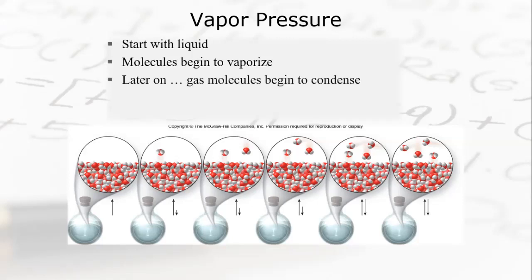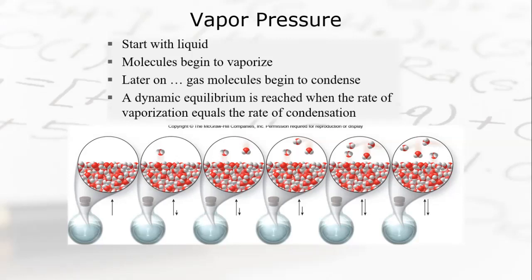So they vaporize. Later on, gas molecules will collide with the surface and get trapped there if they don't collide with enough kinetic energy. Until at the end, you have what we call a dynamic equilibrium, right? This is when the rate of vaporization equals the rate of condensation. Don't forget, it doesn't mean that you have the same amounts of molecules in each state. It just means that the rate at which they're interconverting is the same. And so you have a steady concentration of molecules in the gas phase.